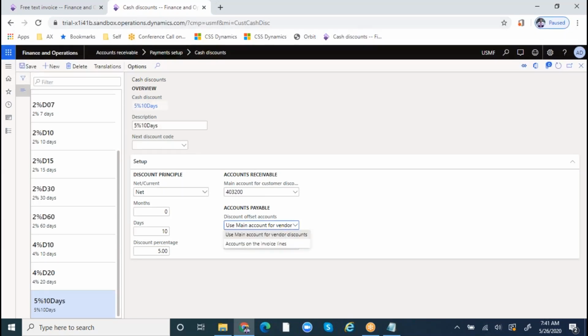Yeah, what is it? Use main account for vendor discounts accounts on invoice lines. I have not concentrated on this one. Use vendor main accounts for vendor discounts accounts on invoice lines. This is at header level, vendor level. This is line level. Here it is invoice lines, so it is talking about line level. This is vendor directly, head main account, vendor level. Well, this one we'll discuss. You can write down in your notebook in the last page.